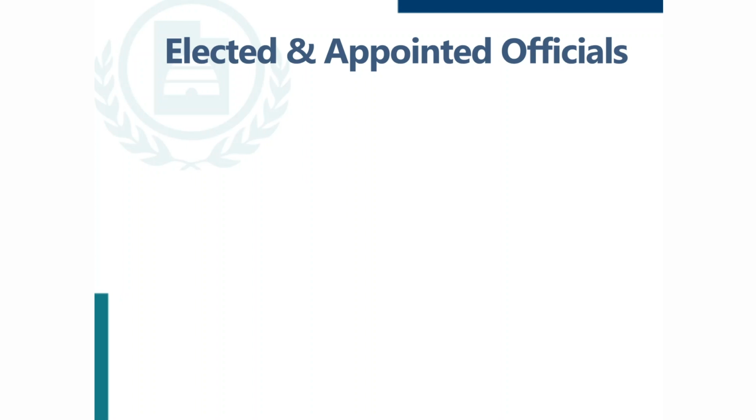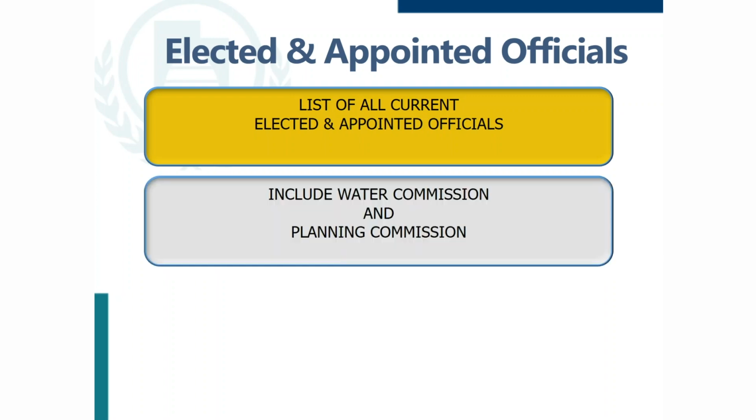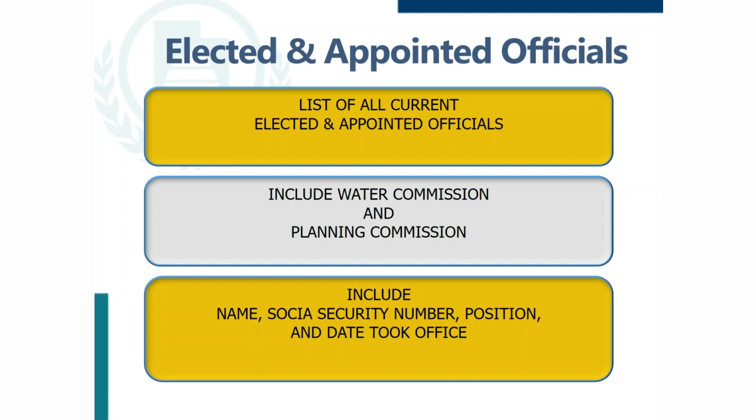You can include them on your master employee list, and then in their job classification, just put in there they are elected or appointed, or you can provide us with a separate list. Please make sure that you include everybody, because once again, their eligibility is determined differently and we have to test them a little differently. Please be sure to include all of the members of your Water Commission and your Planning Commission. Please include on this list, we need their name, we need their social security number, we need their position, and we need to know the date that they took office.